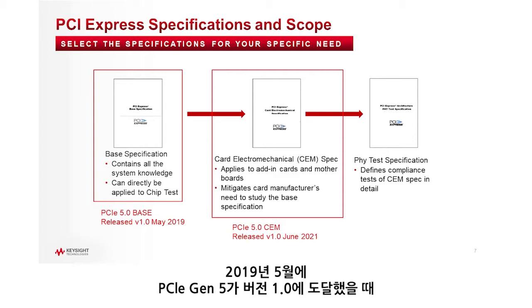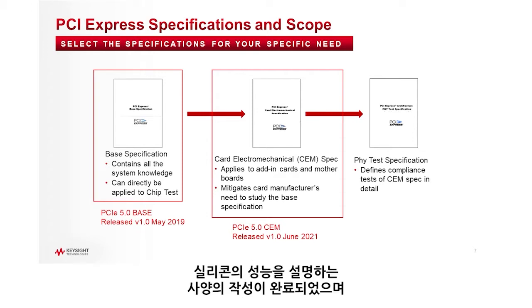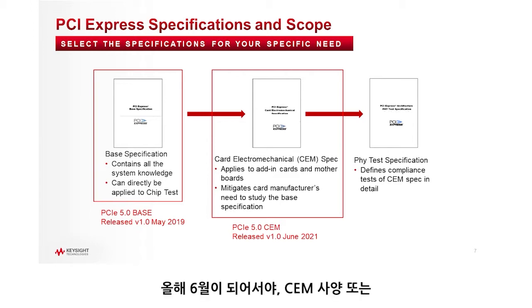And that means that when PCI Express Gen 5 went to version 1.0 in May of 2019, what we had finished was writing the specification that described the performance of the silicon. But it wasn't until June this year that the card electromechanical specification, or the system specification, was released at version 1.0. So that took an additional 2 years.